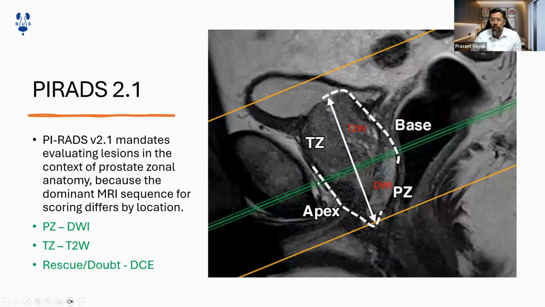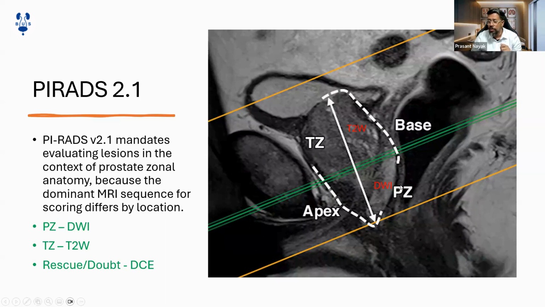Okay, so 2.1. PI-RADS 2.1 basically said for different areas of the prostate, we need to use different sequences of MRI. So this is something that came up in 2.1 to identify a lesion or a cancer of the peripheral zone. So if you see here, this is a coronal cut. This is a sagittal cut. So here you see this is the transitional zone of the prostate. This is the peripheral zone of the prostate.